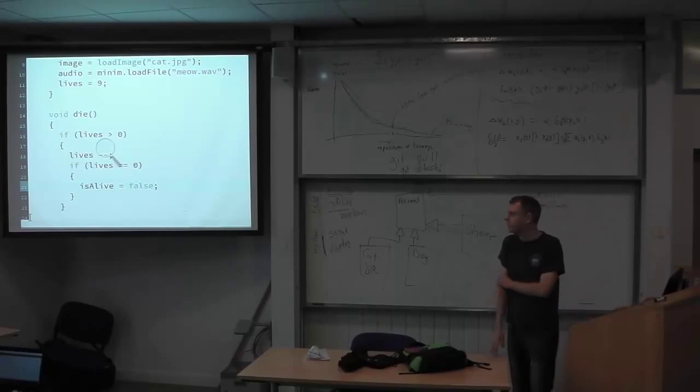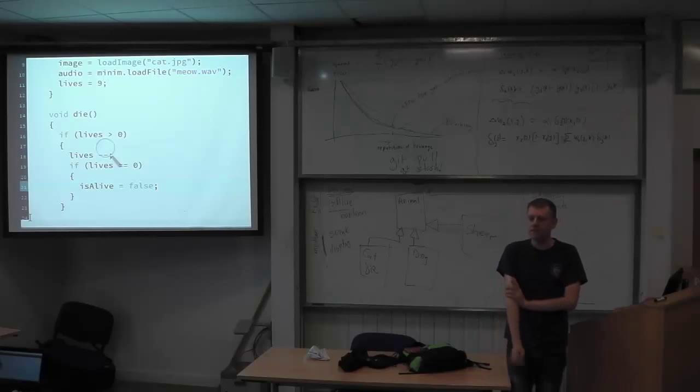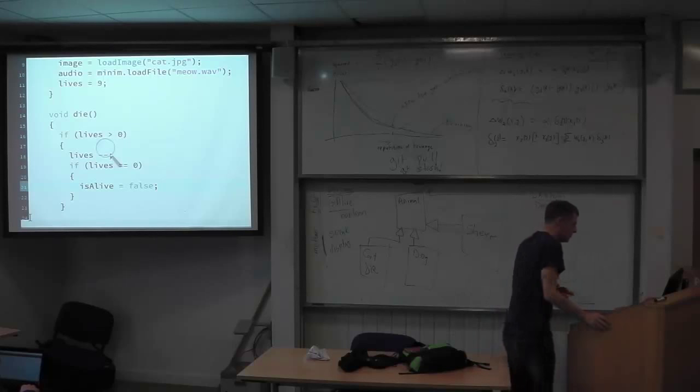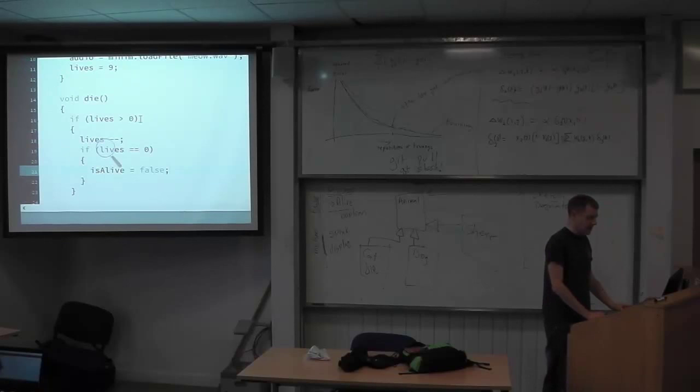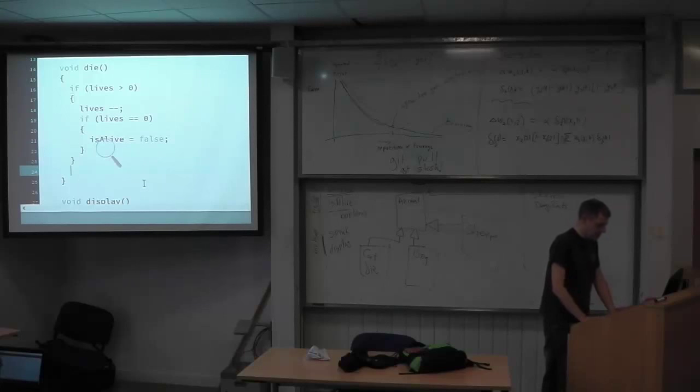There's various ways you could write that. You could write the if statements in a slightly different order, and it would work fine as well. But that works okay. So check to see if the lives is greater than zero. Subtract one from the lives, then check to see if it becomes zero. If it becomes zero, I'm going to set isAlive to false. Is that okay with everybody?